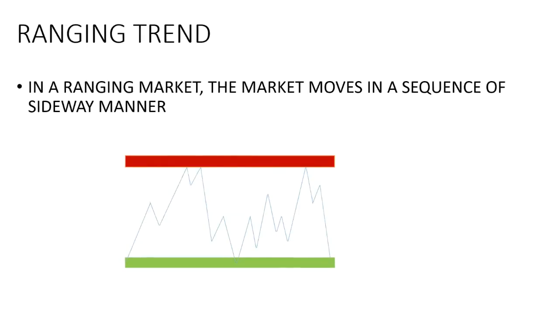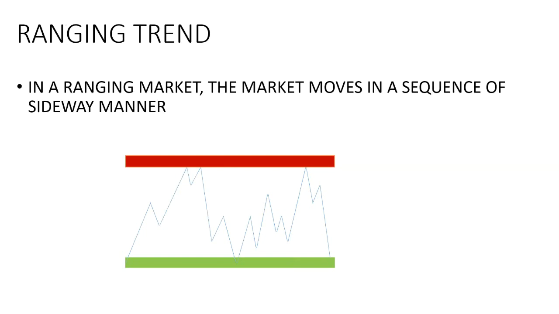And the ranging trend is that in the ranging market, the market moves in a sideways manner, meaning that we've got our resistance channel at the top and we've got our support channel at the bottom. Meaning that the market doesn't have any clear specific direction. We don't know whether it's going up or down, but then it's still ranging. So if it breaks to the upside, then we know the momentum is upward. We can start looking for buy trades. If it breaks to the downside, we know the momentum is down. We can start looking for short trades.